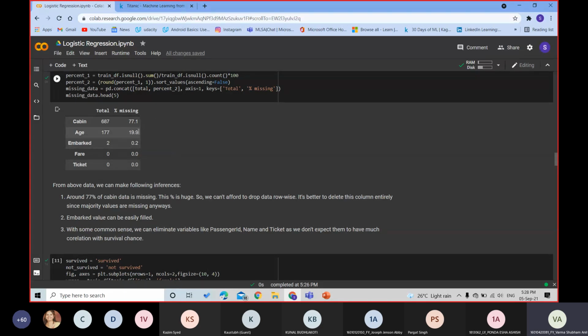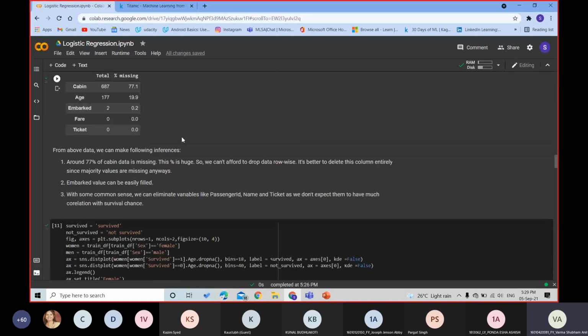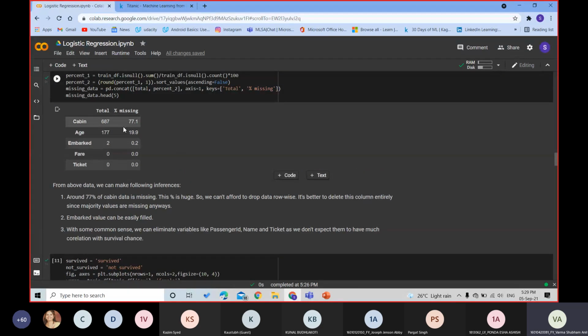Now, if I see age, it is only 19.9% missing, and embarked, where he boarded the ship, is 0.2% missing. So we will not remove these. What we will do is find the mean of this data. Like in age, we have the count of ages that we have, we will find the mean of all that, and we will put the values in the places where they are missing. I hope you understood till this point.